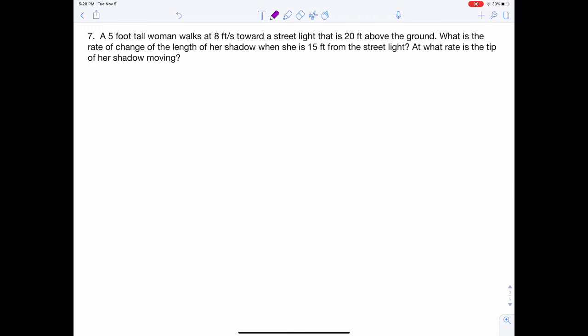Let's do number 7. A 5 foot tall woman walks towards a street light that is 20 feet above the ground.